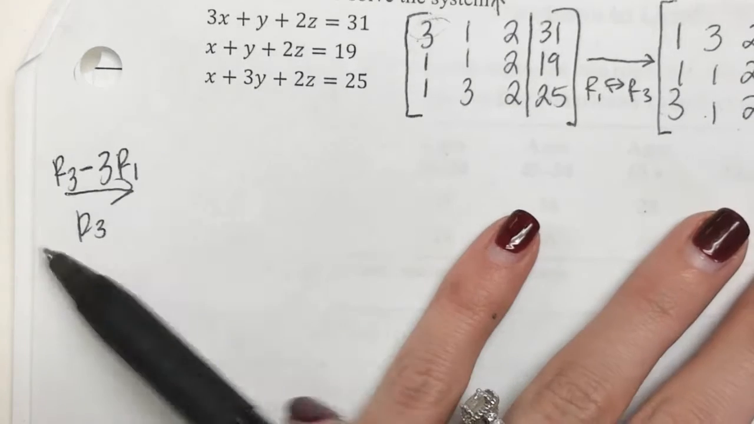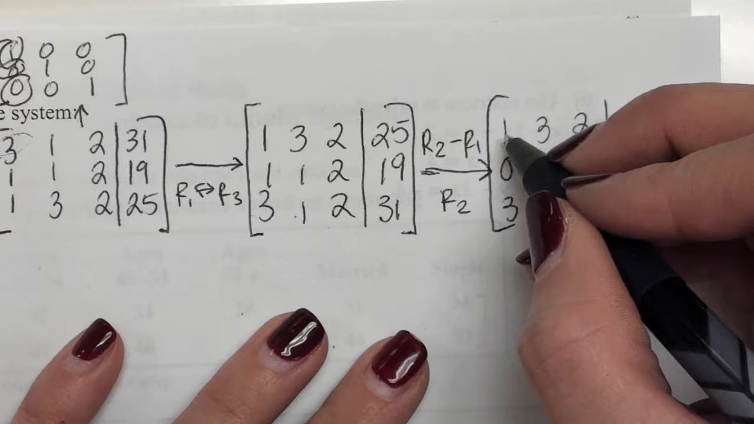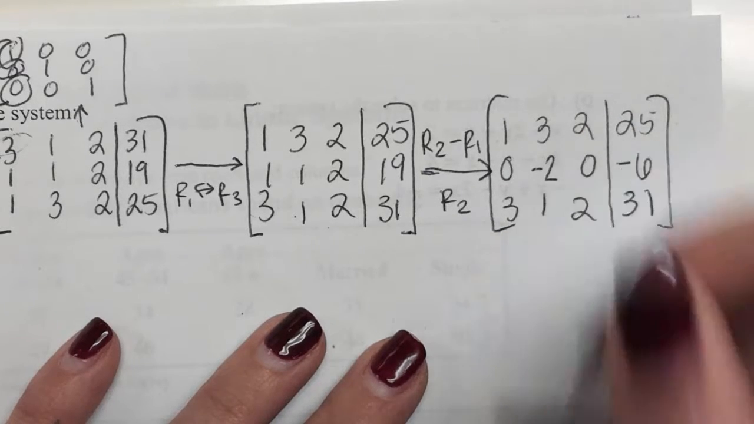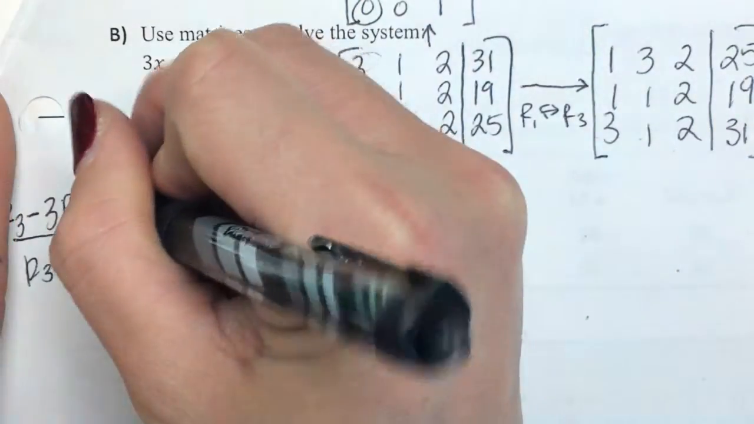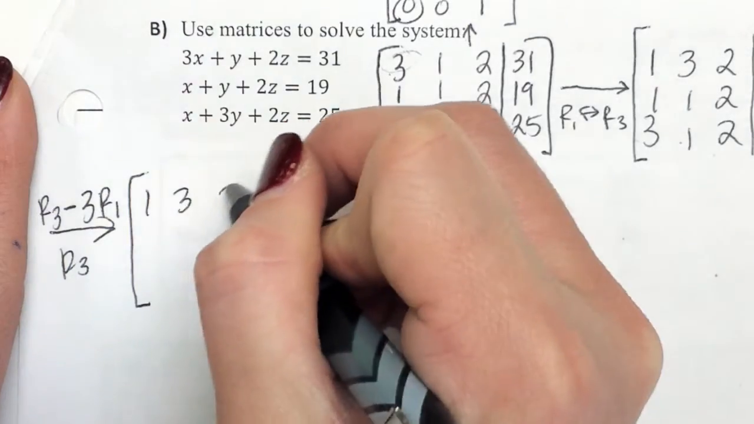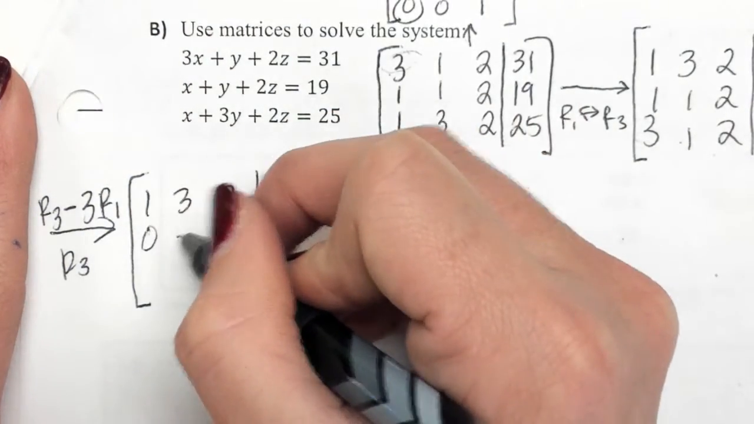I'm going to multiply everything in row 1 times negative 3. So negative 3 times 1 would be negative 3, right? Then I add it to this. This will become 0. So write row 1 and row 2 the same. Row 3 is the only one we're changing. So these numbers stay the same and row 2 stays the same.